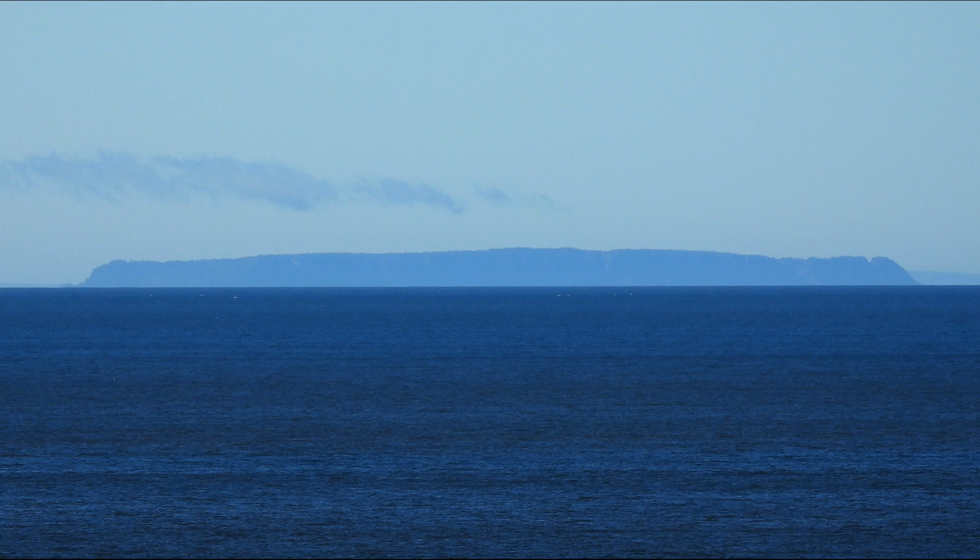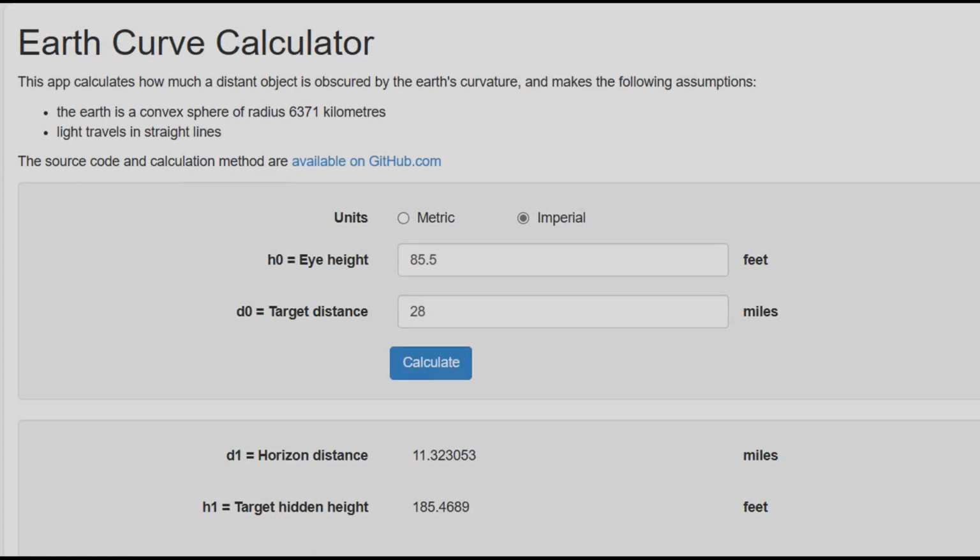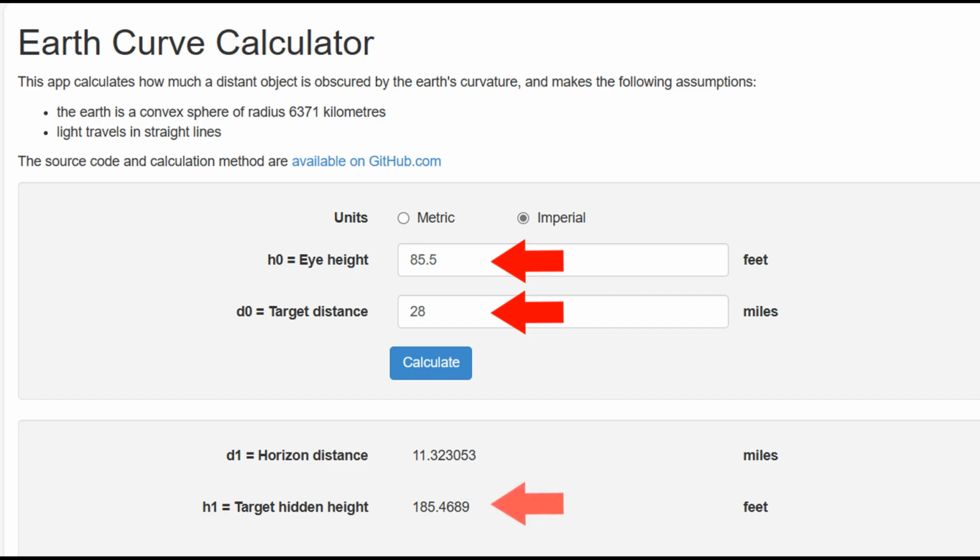Using an Earth curvature calculator, we can predict that amount of expected Earth curvature. To test for curvature, you only need to know the distance to a target. This target is Isle 28 miles away, and you need to have your eye level or camera height. My height is 85.5 feet above sea level. Now let me input that data into an Earth curvature calculator. My eye level is 85.5 feet above sea level, and my target, Isle, is 28 miles away. With just these two values, Earth curvature calculators predict 185 feet of Earth curvature.